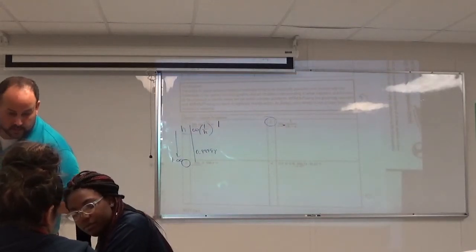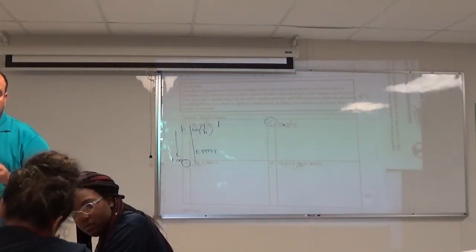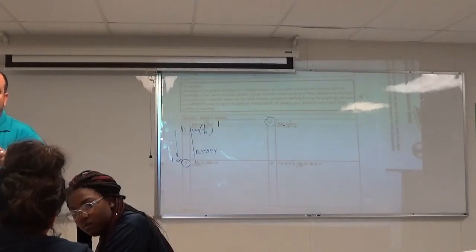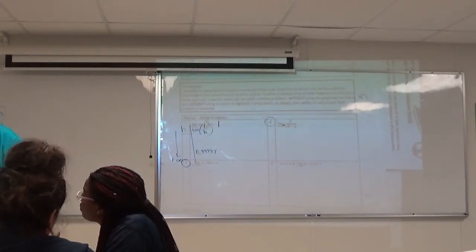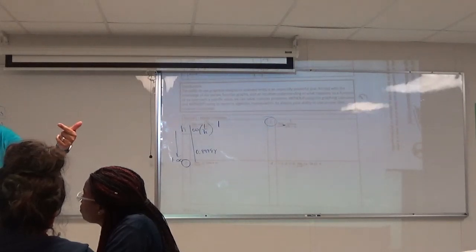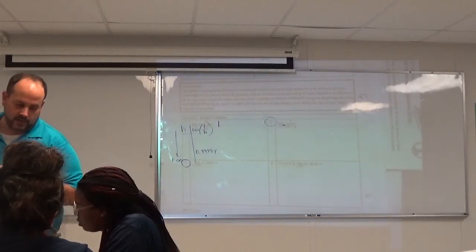I put 3.9. What's happening with those values? They're getting bigger and bigger. So what am I going to make? Put any number that's going to be good.